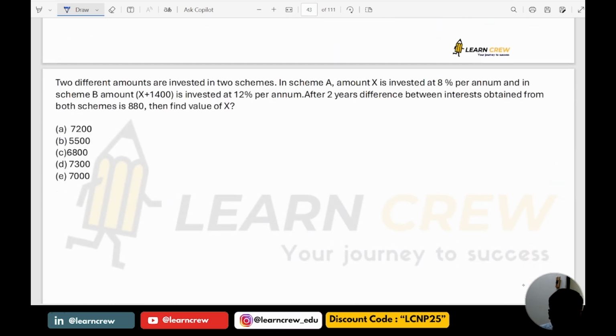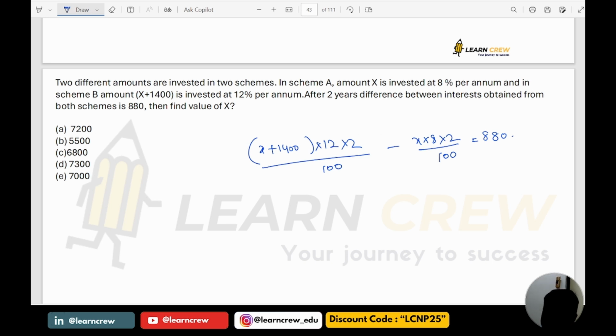Next, two different amounts are invested in two schemes. Scheme A, an amount X is invested at 8% per annum, and scheme B, X plus 1400 is invested at 12% per annum. After 2 years, the difference between the interest obtained from both the schemes is 880. Then find the value of X. So it is simply X plus 1400 at the rate of 12% for 2 years, the interest received, minus X at the rate of 8% for 2 years, interest received, is equal to the given difference, 880. So if you simplify this, how much are you going to get? 24x minus 16x, which is 8x.